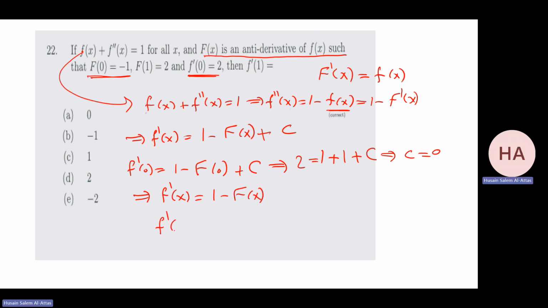So f prime will be 1 minus capital F of x. What do they want? They want f prime at 1. That will be 1 minus capital F at 1. Capital F at 1 is 1. Yeah, there is a mistake somewhere. Check it.